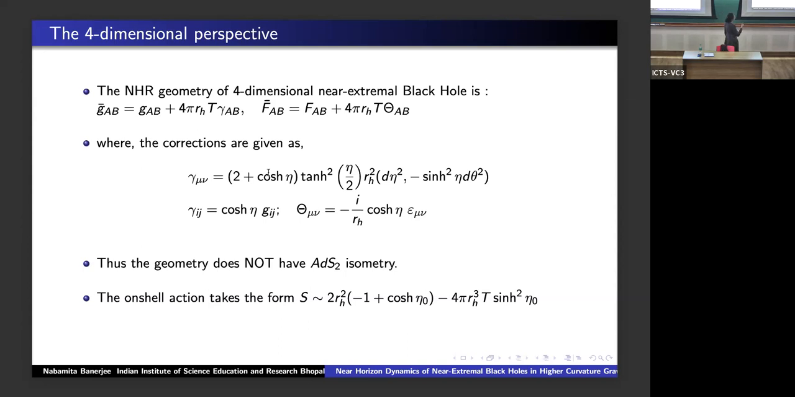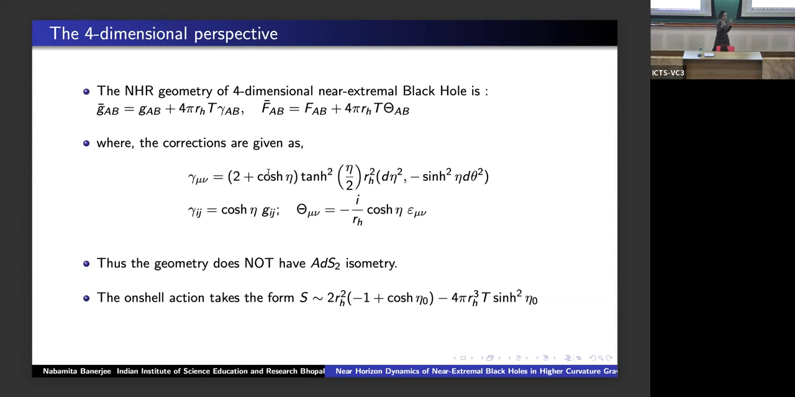Okay, so the AdS part, so mu nu is running over AdS2 and IJ is running over S2. So the AdS part gets corrected by this combination, and the sphere part also gets corrected by this combination. And most importantly, the corrected geometry is not AdS2. So in this case, the near horizon geometry really changes from AdS2.